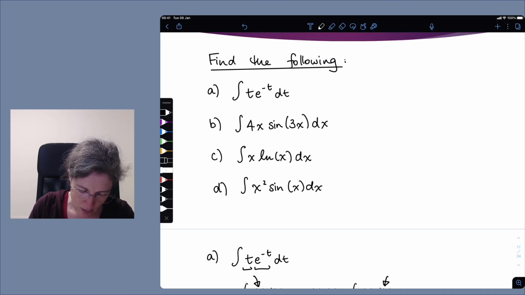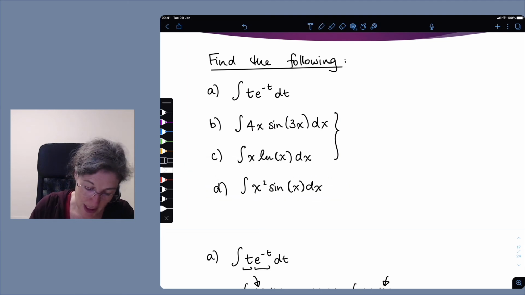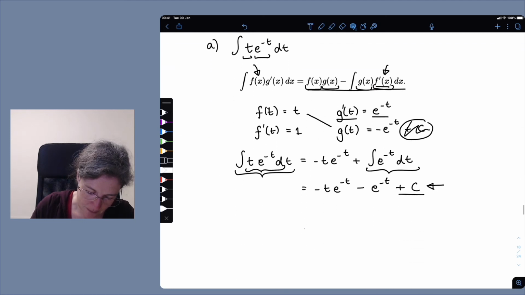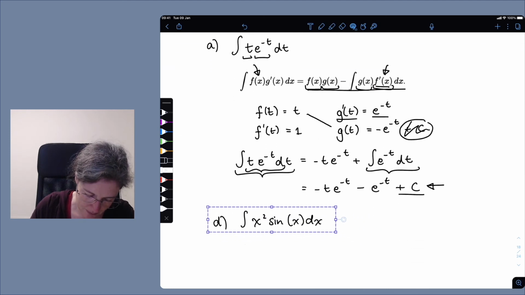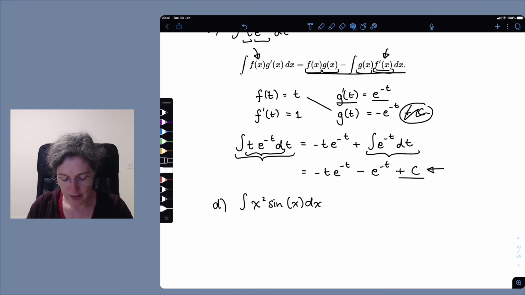Okay, so let's check with another example. These two are quite straightforward, and I'll put the solutions in the final version of this, but let's have a look at D. Okay, so have a look and see.